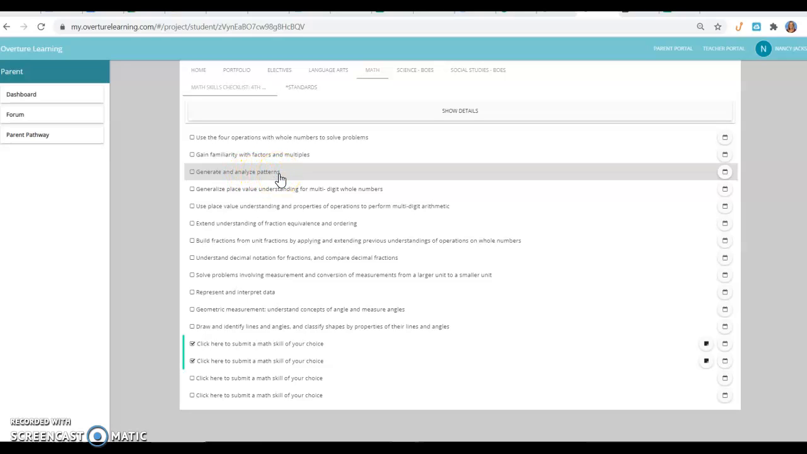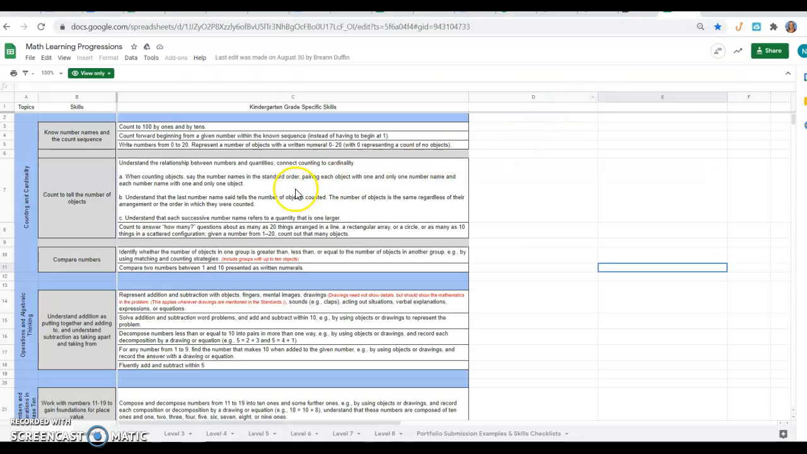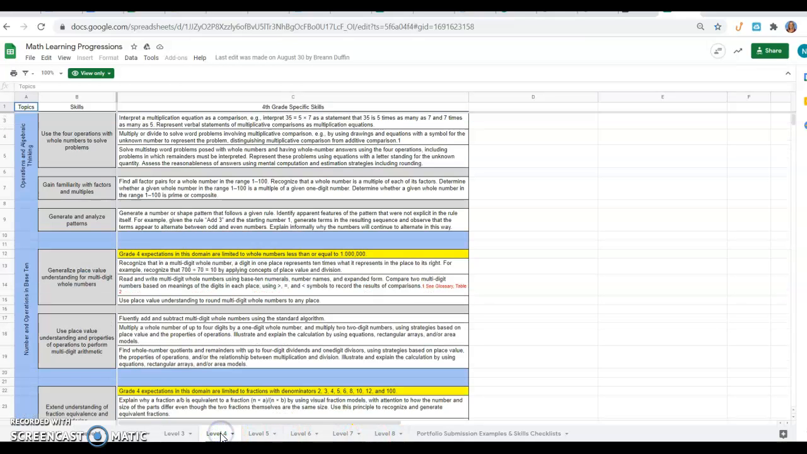But let's say you don't know exactly what that means for fourth grade. It could mean all sorts of things, and you're unsure of how to specifically submit that. So first of all, you can go to the Overture progression sheet. And at the bottom here, we see the different levels. So I'd click on fourth grade, and I can look right here. It says generate and analyze patterns.